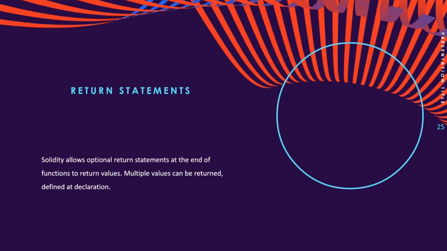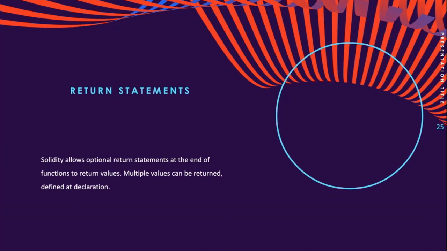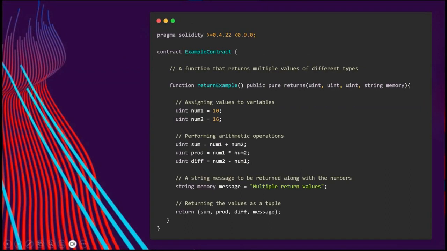Now let's talk about view and pure functions. But first, let me show you an example. So as you can see here, we have a function that returns more than one value, and here it is basically returning that. Okay.